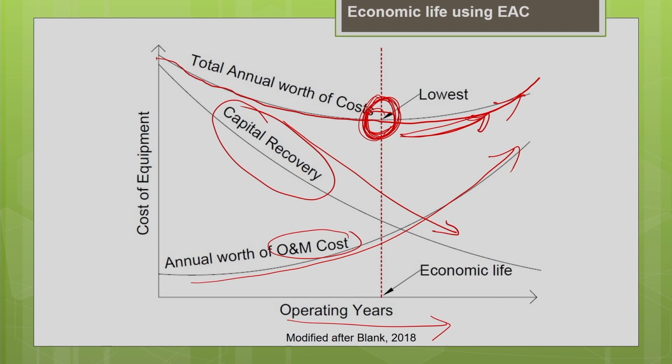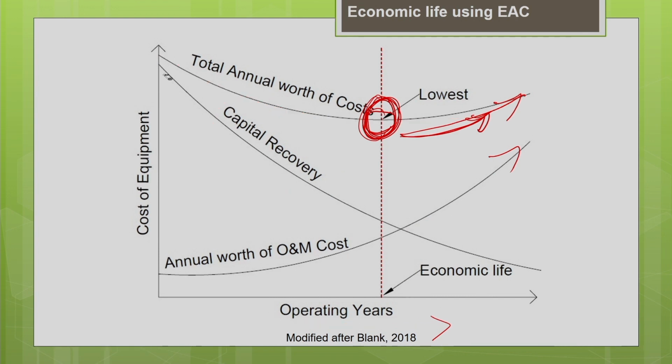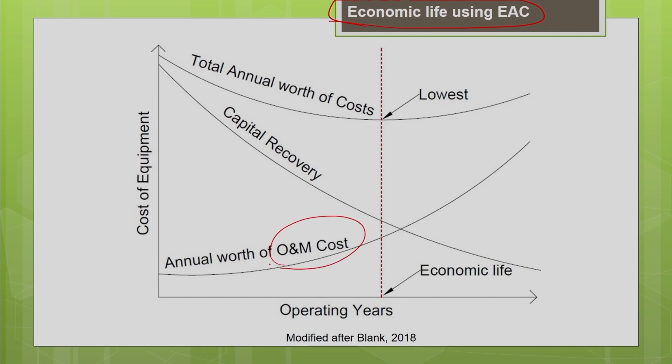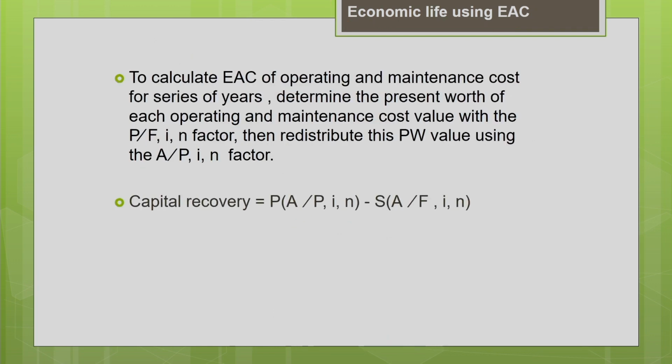Okay. So in this we are going to consider the time value concept, and we are going to calculate the equivalent annual cost. Okay. So we are going to calculate the equivalent annual cost of all the cost components. So economic life using EAC, that means equivalent annual cost. So now how to calculate the equivalent annual cost of the operating and the maintenance cost? Okay, let us see how to calculate.